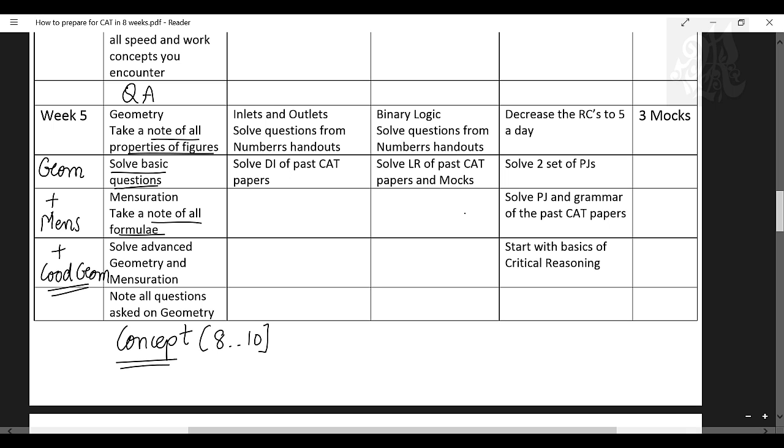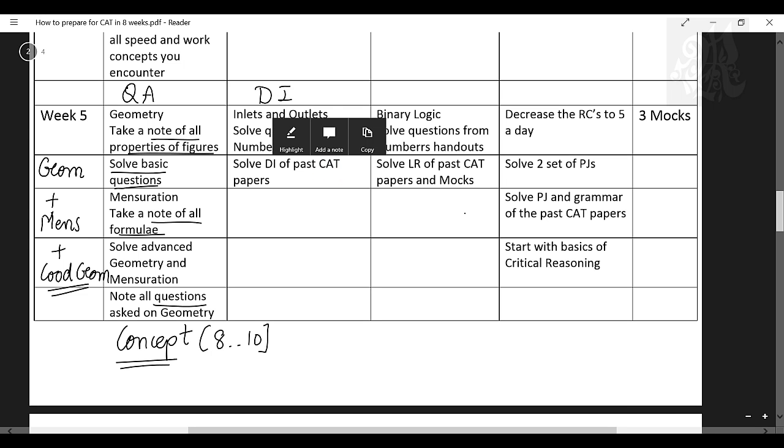And make sure you note all questions, because usually in geometry you will have questions that were asked earlier in CAT, or you might find similar questions in the mock, even exactly the same question in the paper as well. Alright, so when it comes to quant, I'd suggest sticking to geometry.